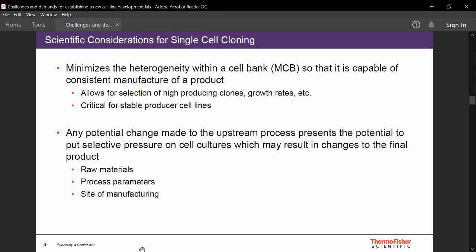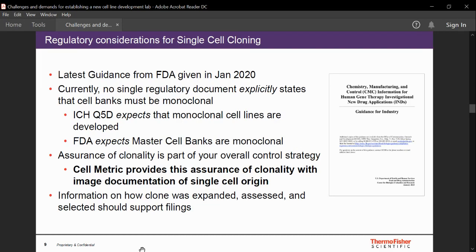Another consideration is that any potential change made to the upstream process presents the potential to put selective pressure on cell cultures, which may result in changes to the final product. So any change in raw materials, any change in process parameters, the site of manufacturing, all of those can select for subpopulations of cells. If you start with a single cell clone, all of those cells should face the same pressure and should hopefully respond the same way. And as I mentioned earlier, the cell metric can play a critical role as part of the CMC control strategy from a regulatory standpoint. So now we'll talk a little bit more about the regulatory considerations.